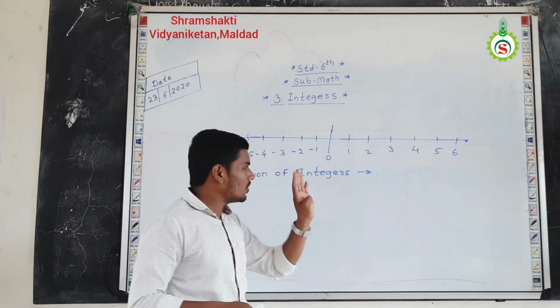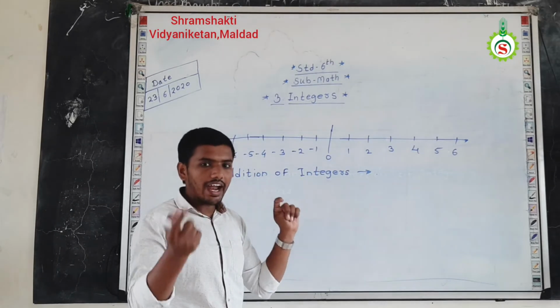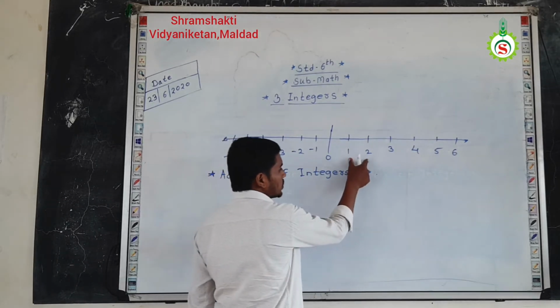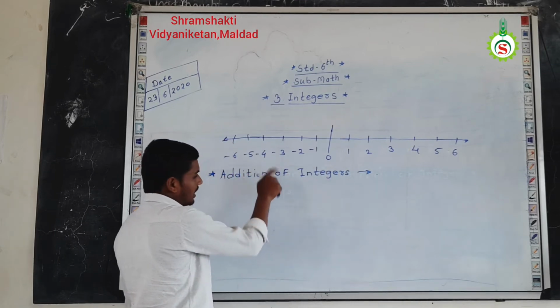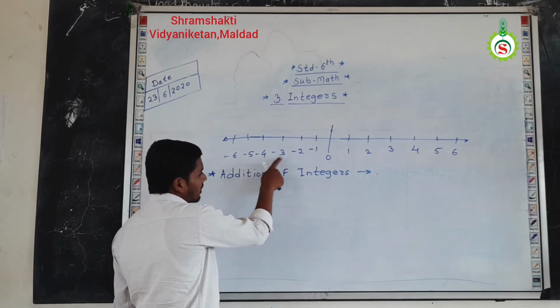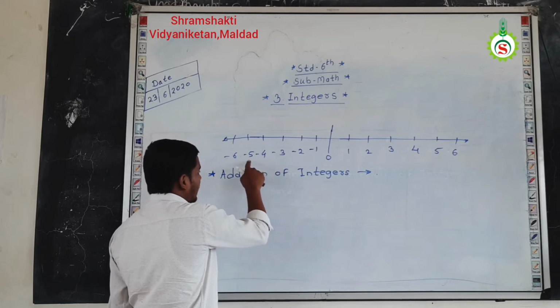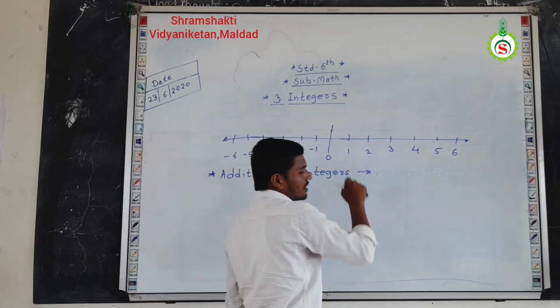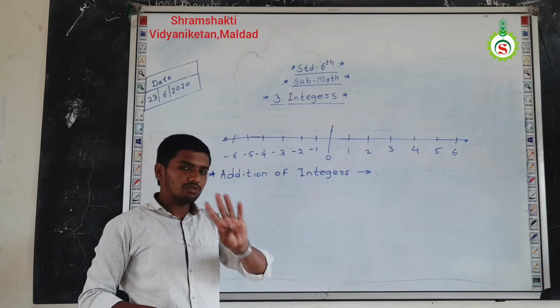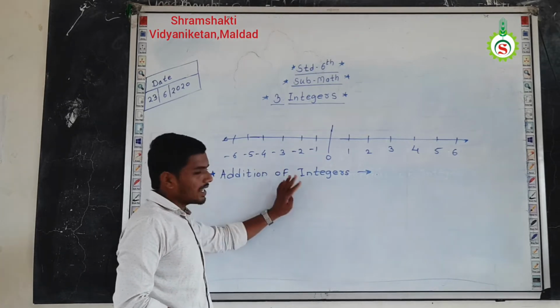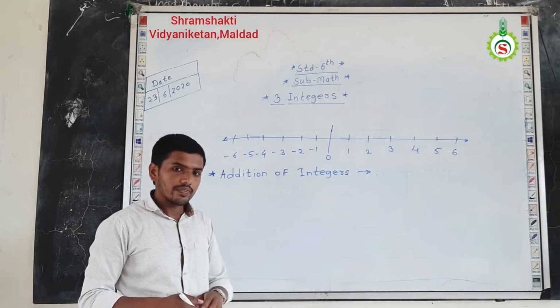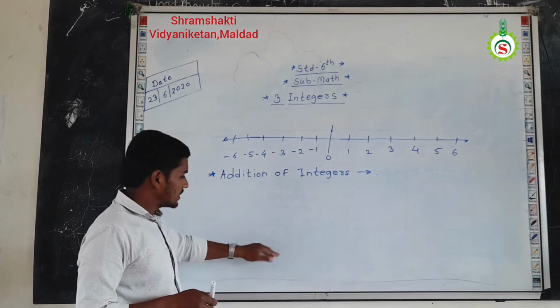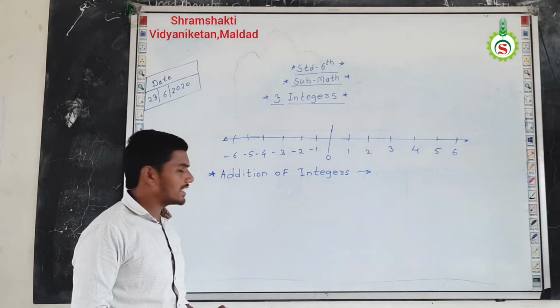That means there will be 4 examples of addition. Addition of positive numbers, addition of positive and negative numbers, addition of negative and negative numbers, and addition of negative and positive numbers. That means 4 rules are there to do the addition of integers. So which are those rules? We will see directly through the examples.